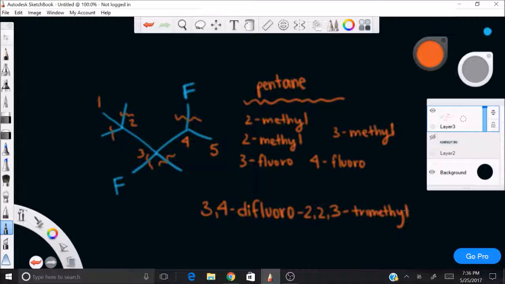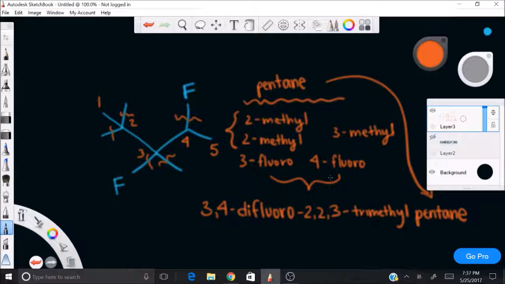So for this example, we'd start with fluoro first because F comes before M in the alphabet. We have 2 fluoro groups, so we actually have to put difluoro. And then we have the 2,2-methyl and then a 3-methyl. So then those are grouped together as a trimethyl. And then I remember looking at the top that my parent is a pentane.